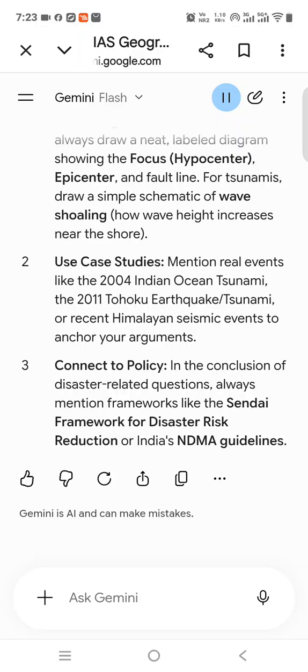trend of the UPSC, which blends core geomorphological concepts with contemporary disaster management and environmental impact analysis. Section A, Earthquakes, Seismology and Tectonics. 1. Theoretical and structural concepts.